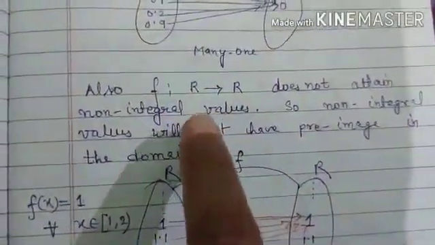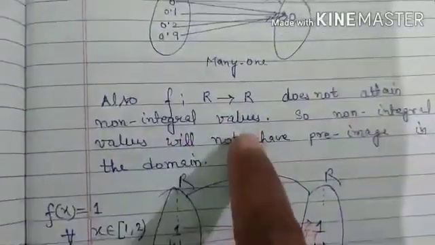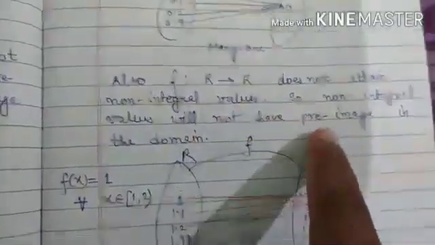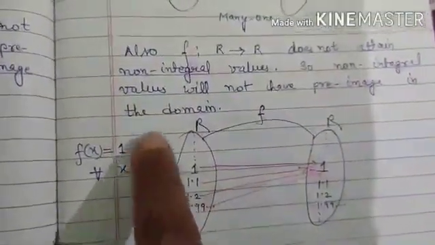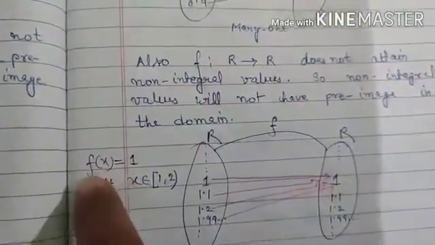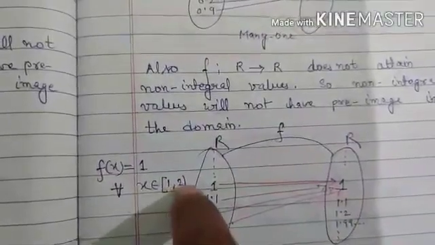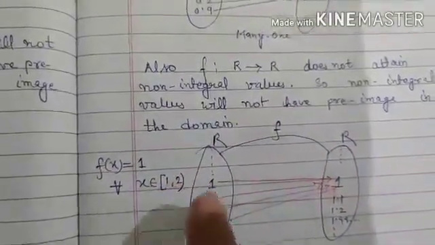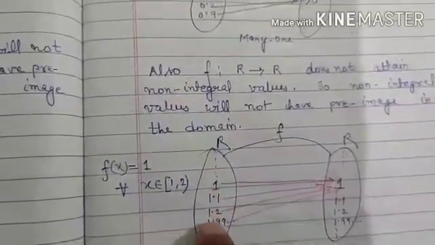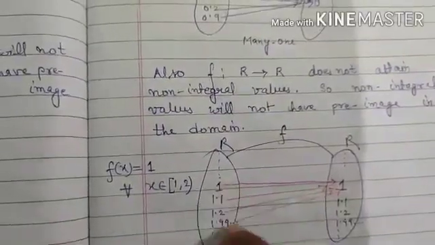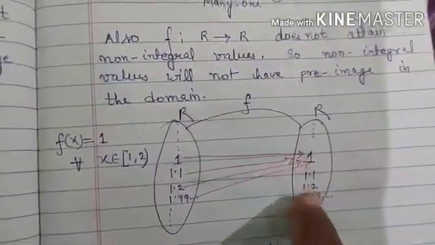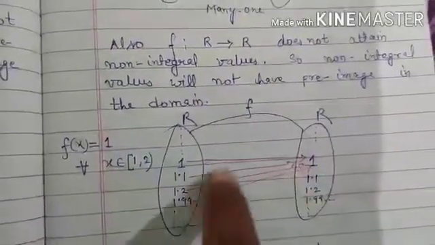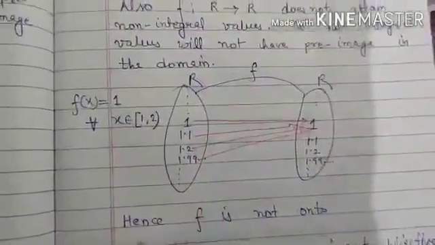Also, f such that R to R does not attain non-integral values, so non-integral values will not have pre-image in the domain. As you can see here, again I have explained you one more kind of function, the same f(x) equal to 1 for every x belongs to [1, 2). Here 1 is included, 2 is not included. It means 1, 1.1, 1.2, 1.999 will have its image on 1. But if I see 1.1, 1.2, 1.999, they will not have their pre-image here in this R. So f cannot be onto. So f is not onto.